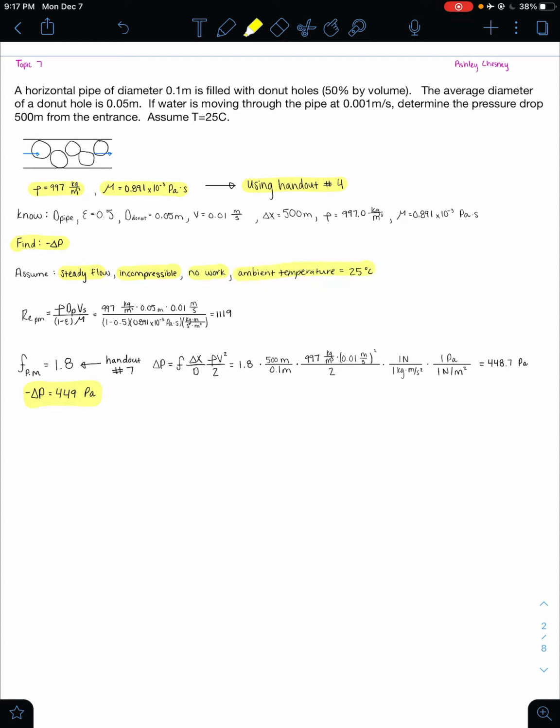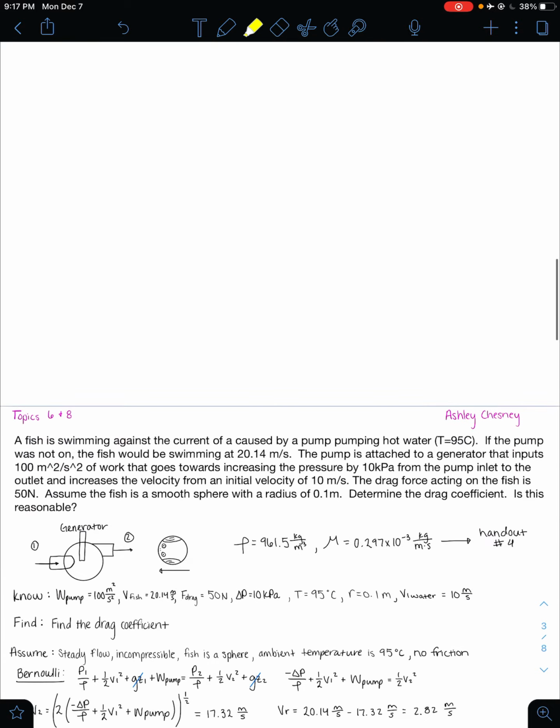So to find the pressure drop, we used the Reynolds number for porous media, which is calculated according to the following equation and was found to be 1,119. Then, using handout 7, the friction factor of 1.8 was found using the curve that was there and the Reynolds number that was determined, and this is plugged back into this equation in order to find the pressure drop. And the pressure drop for this problem was found to be 448.7 pascals.